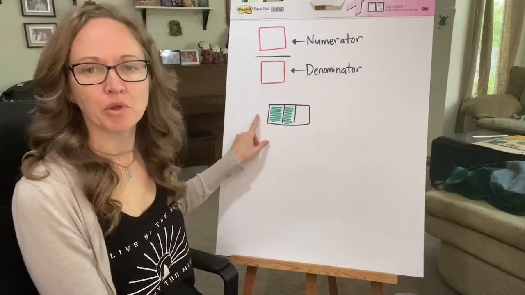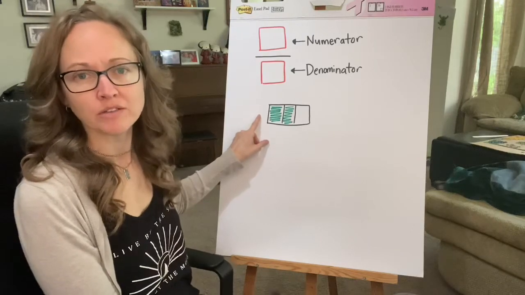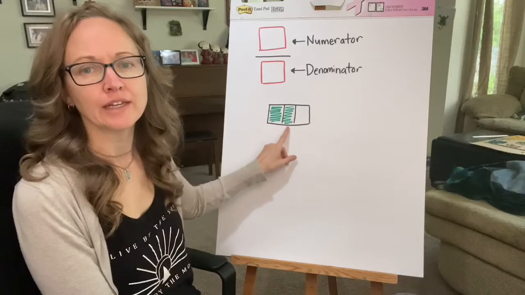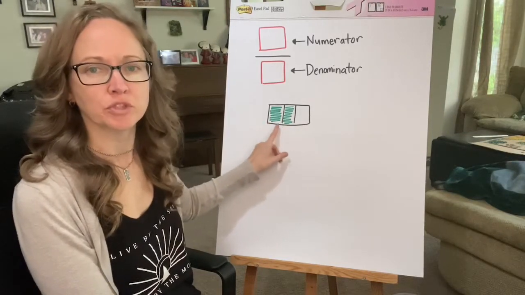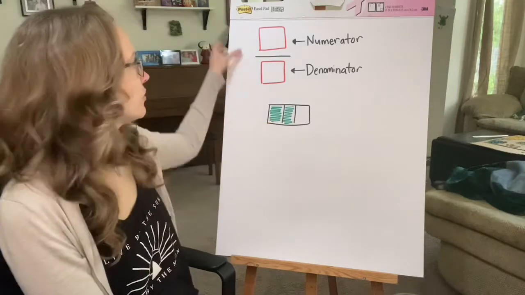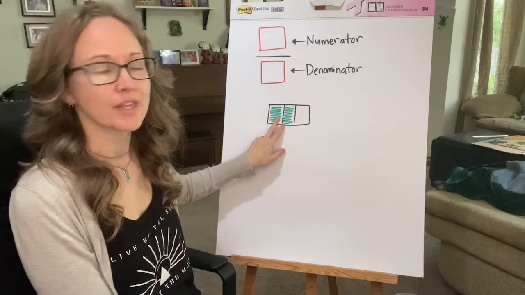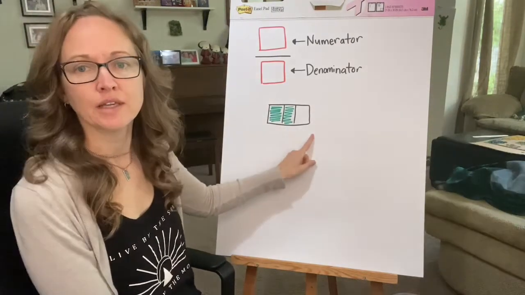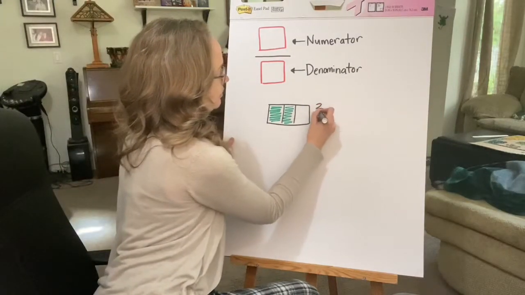For example, if we were looking at a fraction strip, this is a visual model of fractions, and we saw that it was broken up into 3 equal parts, and 2 of those equal parts were shaded, then we would know that the numerator is 2, and the denominator is 3. So we would write that fraction as 2/3.